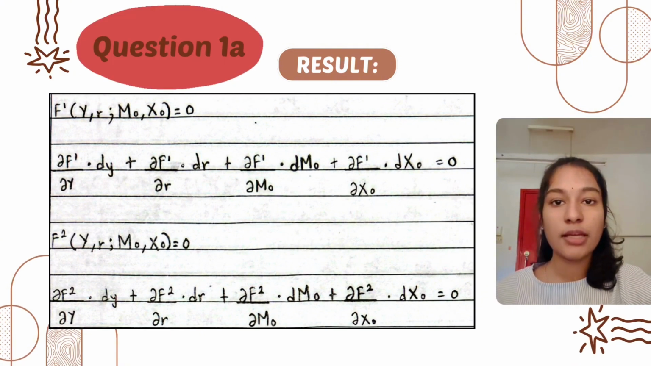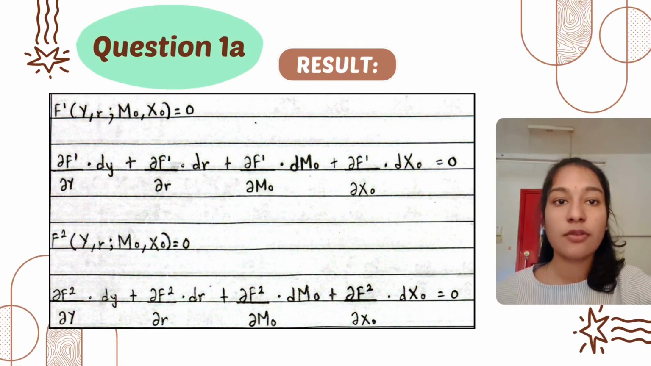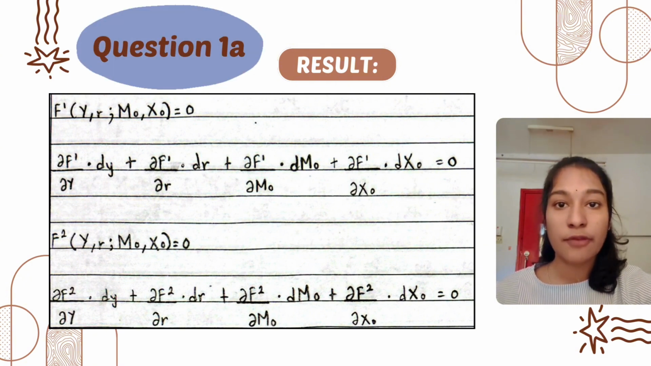Question number 1a. To find the total differentials of the general implicit form, f1 and f2 are functions of y, r, mo and xo, and should be equal to 0. We have to partially differentiate the f1 and f2 functions.